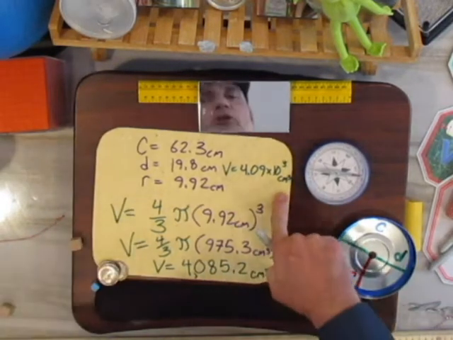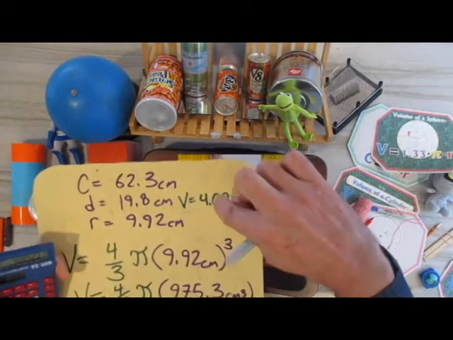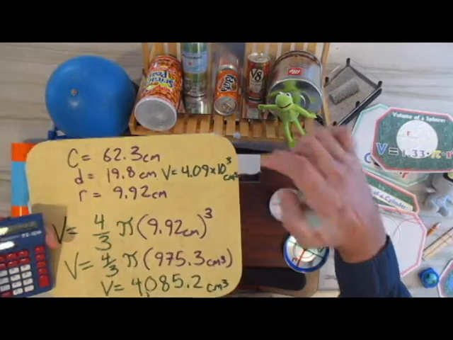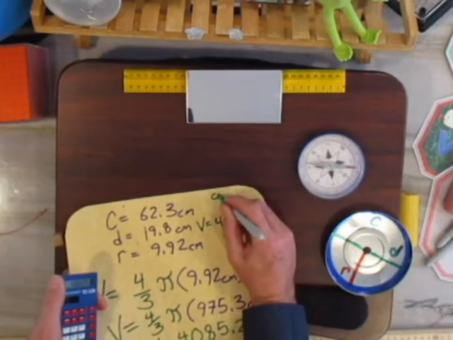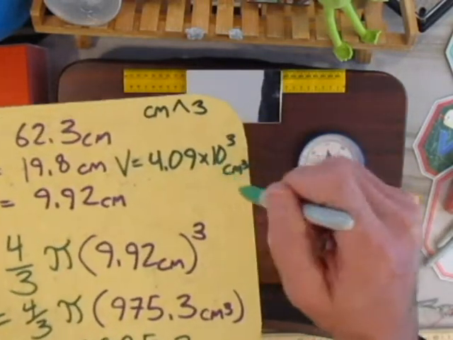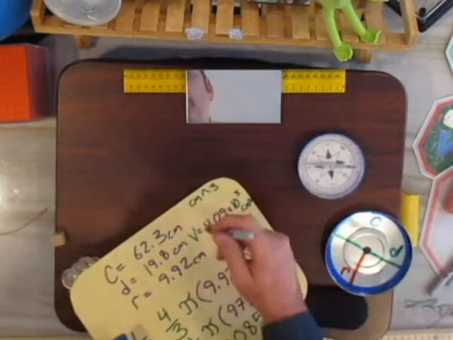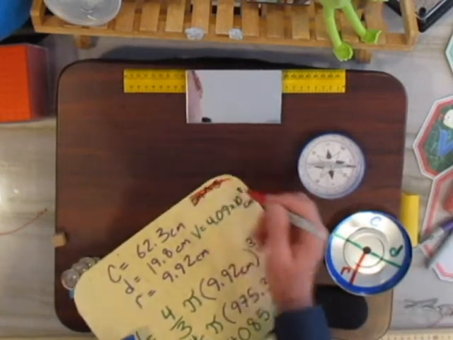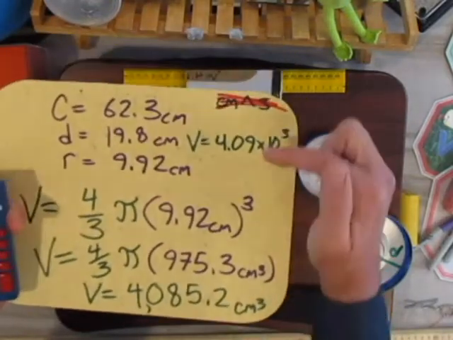So this is why I don't like, if you can read that, let me hold it up closer. 4.09 times 10 to the third cubic centimeters. So this is one reason I don't like when people write centimeters and then do that up arrow and then a 3. I don't like that because it can be especially confusing in situations like this. So learn how to do the exponents on a Google Doc or write it by hand.